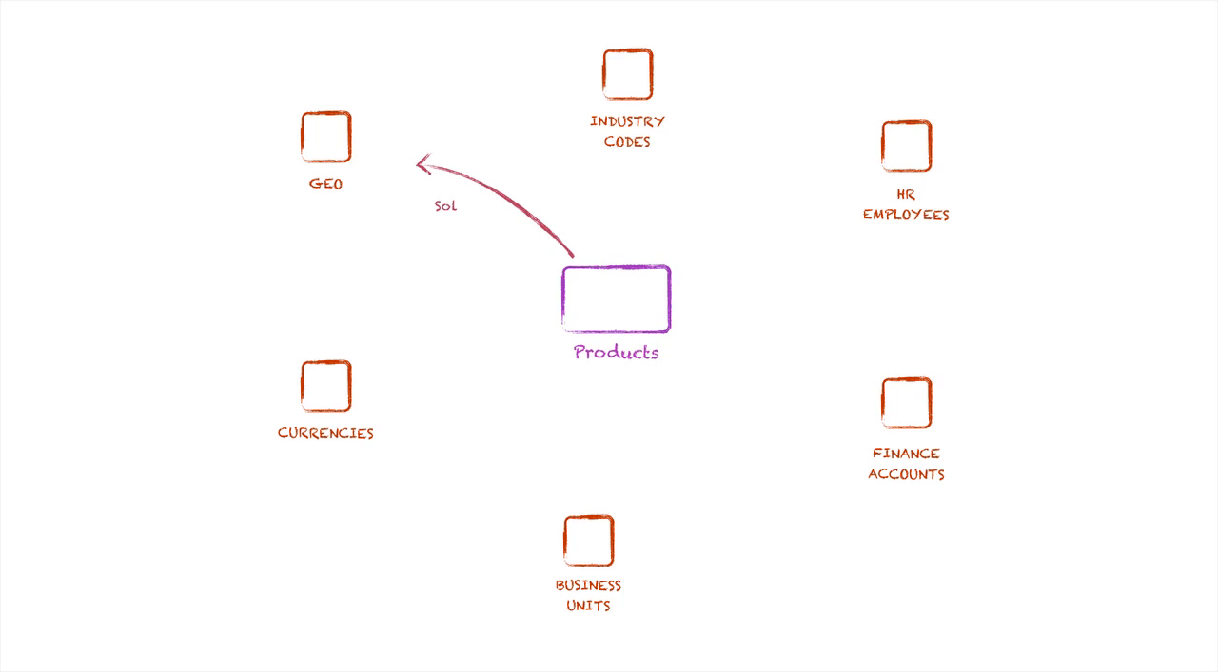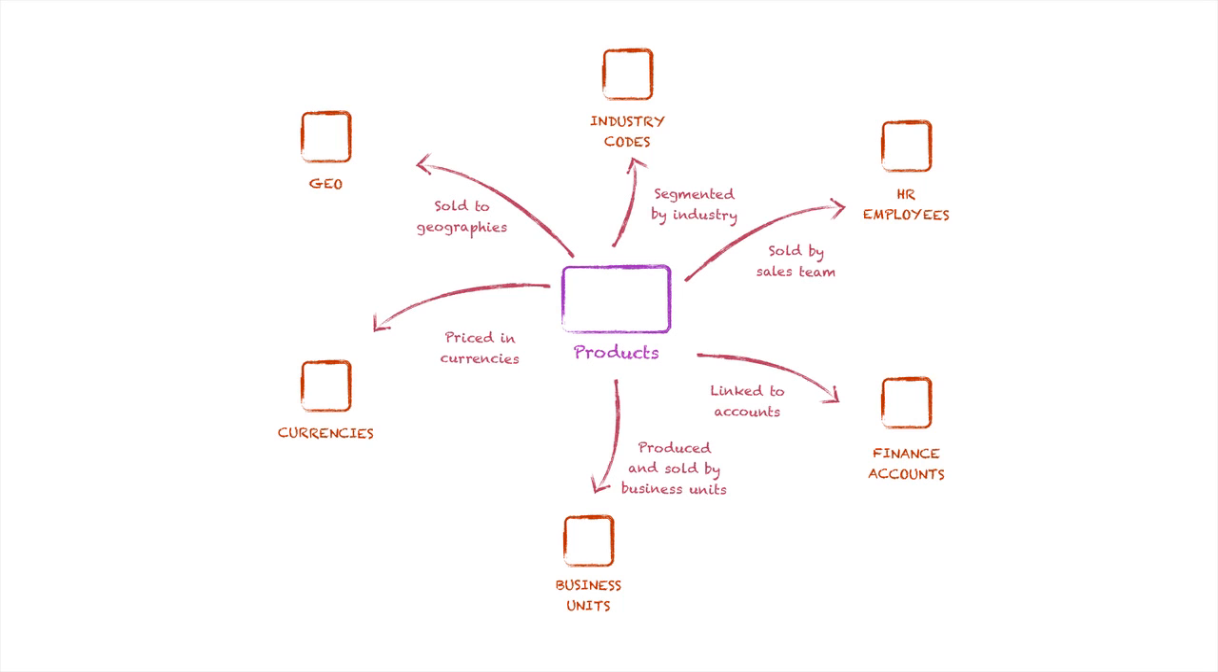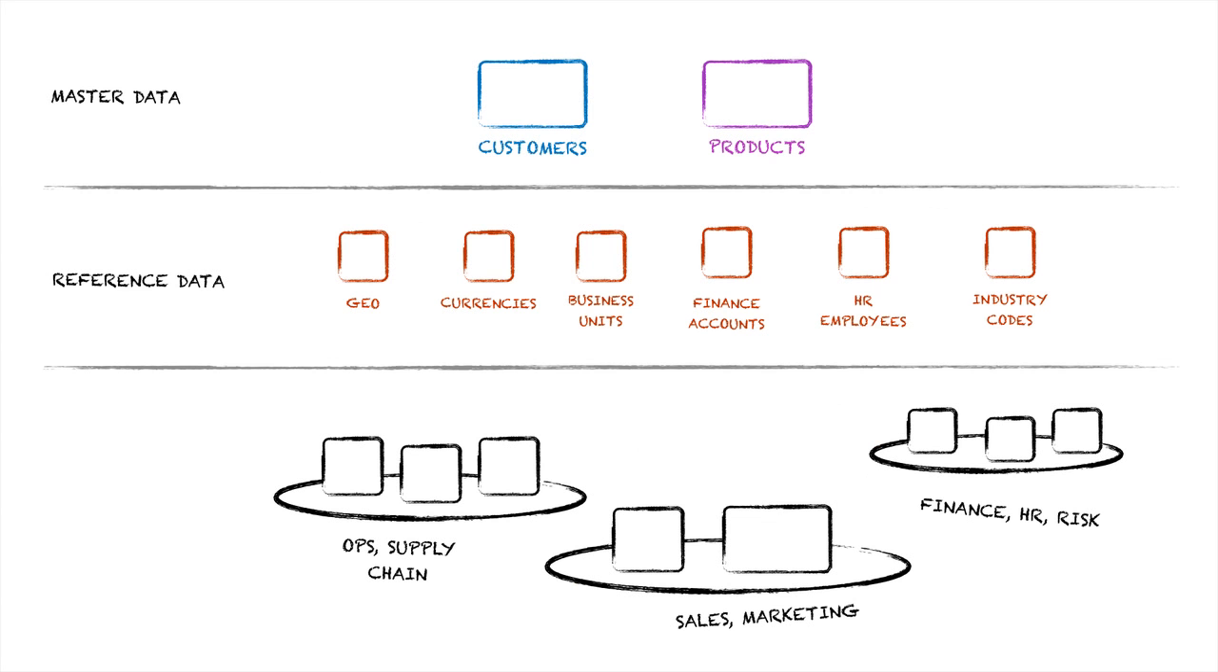Products are also segmented by industry, sold to geographies, they pay in currencies, or linked to specific financial accounts. If you have no consistency across how you define industry or geo or currency or business units or financial accounts, then the data you're getting out of your product system will not match what you're getting out of your customer system. And this is why we think of reference data as a third type of master data that is shared and common across all your systems. Because it's foundational, because it's shared across multiple domains, it is a great place to start your MDM journey.